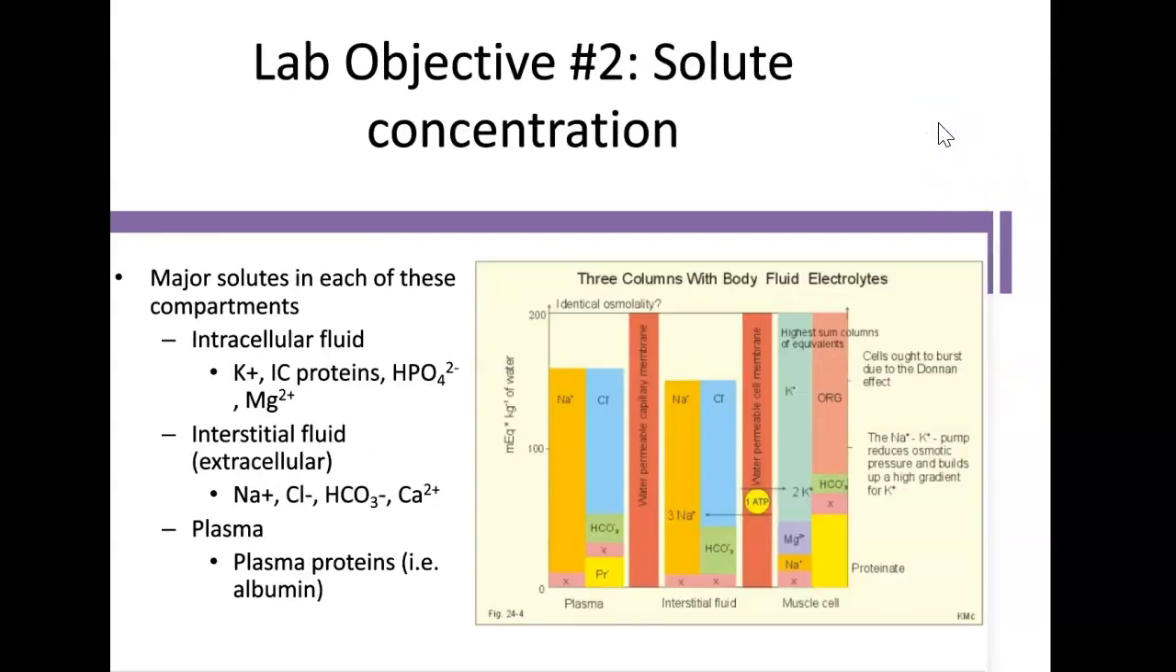Not only is there water in these compartments, but there are also solutes or chemicals. The solute that predominates or makes up most of the intracellular fluid includes potassium, intracellular proteins, hydrogen phosphates, and magnesium. Those are kind of the big ones. The solutes that make up our interstitial fluid is going to include sodium, chloride, bicarbonate, and then calcium ions. And then in our plasma, we really kind of focus on albumin, an example of a plasma protein, but they're going to play a role in terms of solute concentration within the plasma as well.